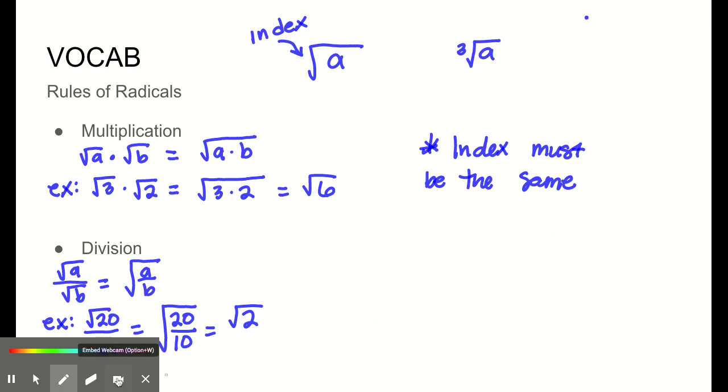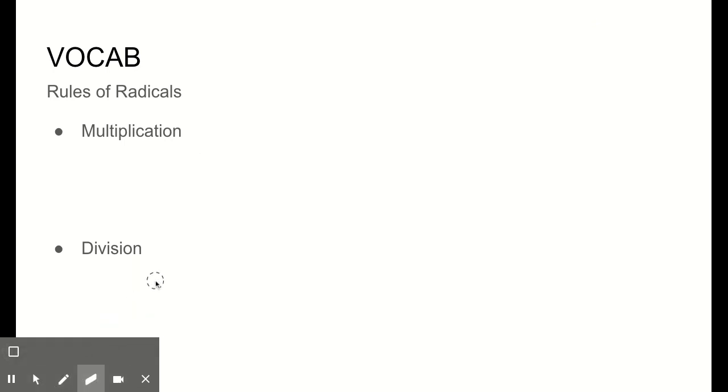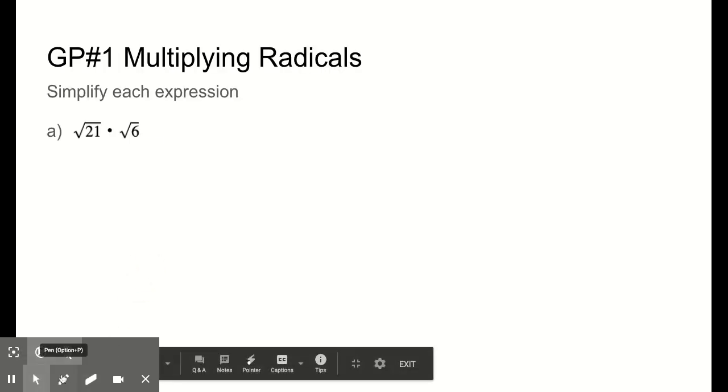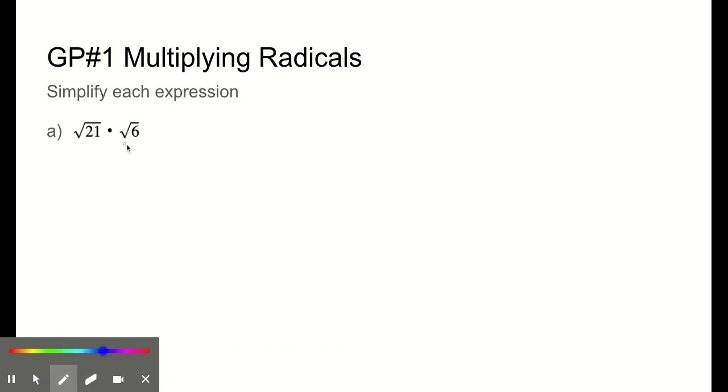All right, so let's now take a look at some guided practice problems. First we're looking at multiplication. We have the square root of 21 times the square root of 6. Again, your index has to be the same. Now, that's not something that I'm going to be showing you guys this year where we change the index, but I just want you to know that that is the rule. So in the future, when you look at radicals with different indexes or roots, you do not multiply them together unless they are the same.